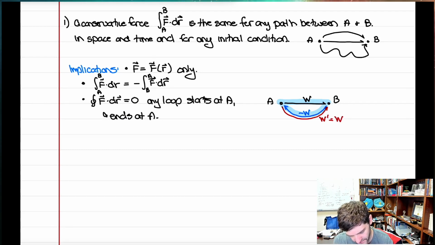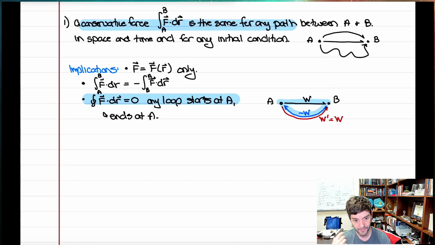So, kind of big first takeaway, the loop rule, in that this is 0. There's no net work done if you end up back where you started for conservative forces, which we are kind of defining in this case. Kind of defining a conservative force is where that's the same for any path. But then we've showed that is the same thing as saying a conservative force is one where if you do a loop, there's no net work being done.